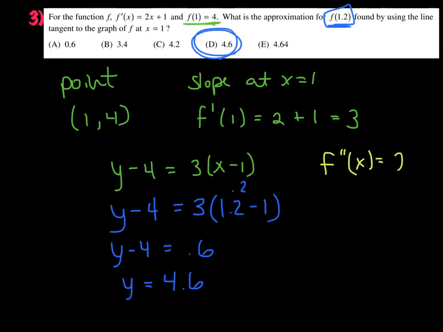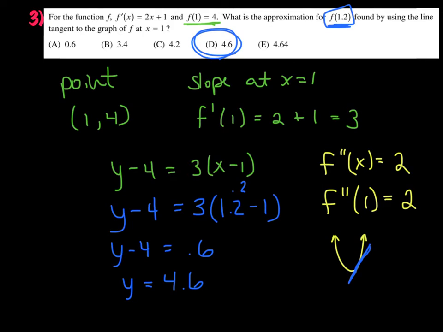It is just going to be 2. So if I want to evaluate f double prime at 1, it's just still 2. So clearly that is greater than 0, and so we're talking about a concave up function. Now if I think about the tangent line, the slope line, 2x plus 1 being sketched in there, if I sketch in a tangent line, you can see that any point on that tangent line is going to be below the curve.